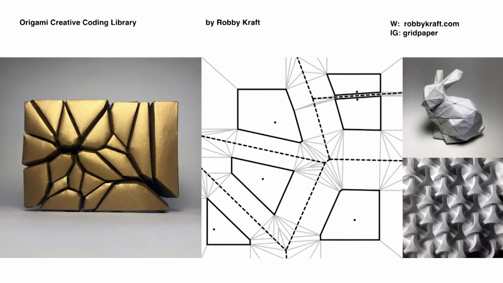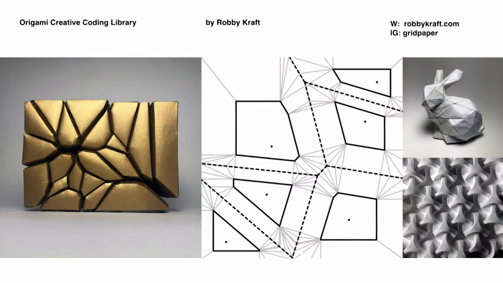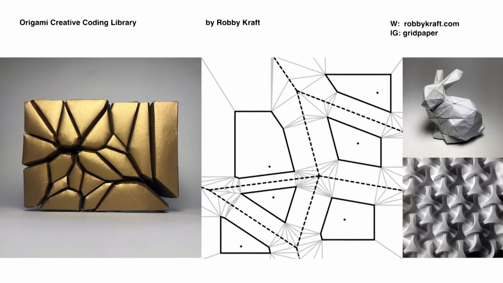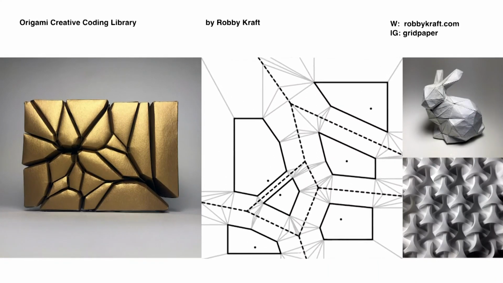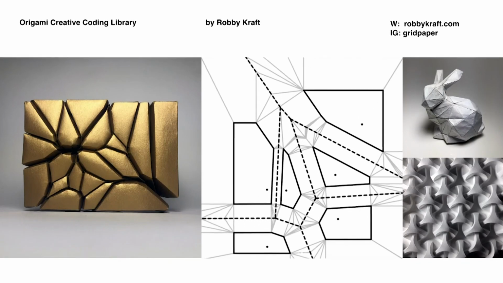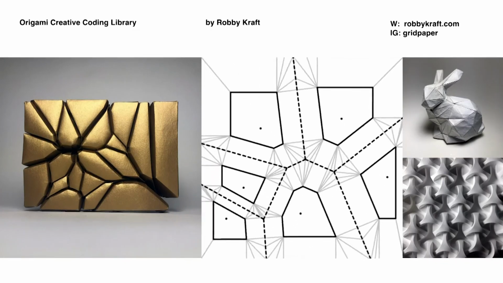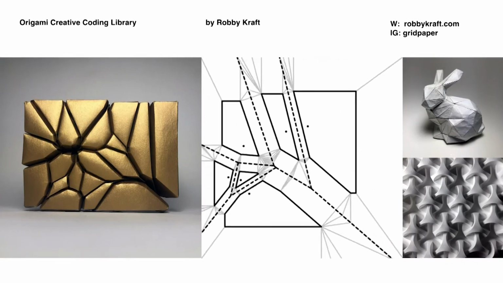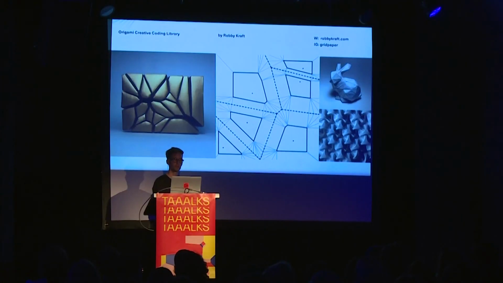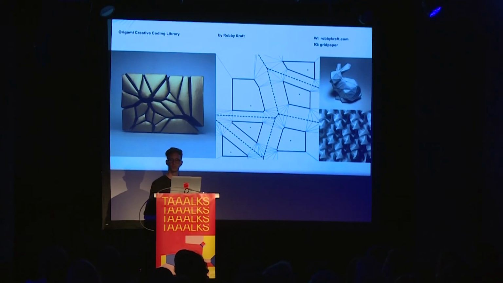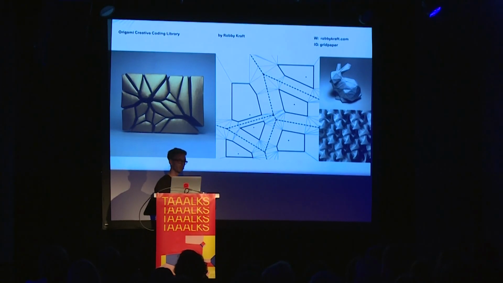Another person who's doing great work is Robby Kraft. He was also a teacher there. He's been doing origami for 10 years, and he's doing incredible origami work anyway. But he then started to use code to help him develop these crease patterns, which are pretty difficult. You cannot fold everything. So he used his coding skills to, in the end, do something with paper.